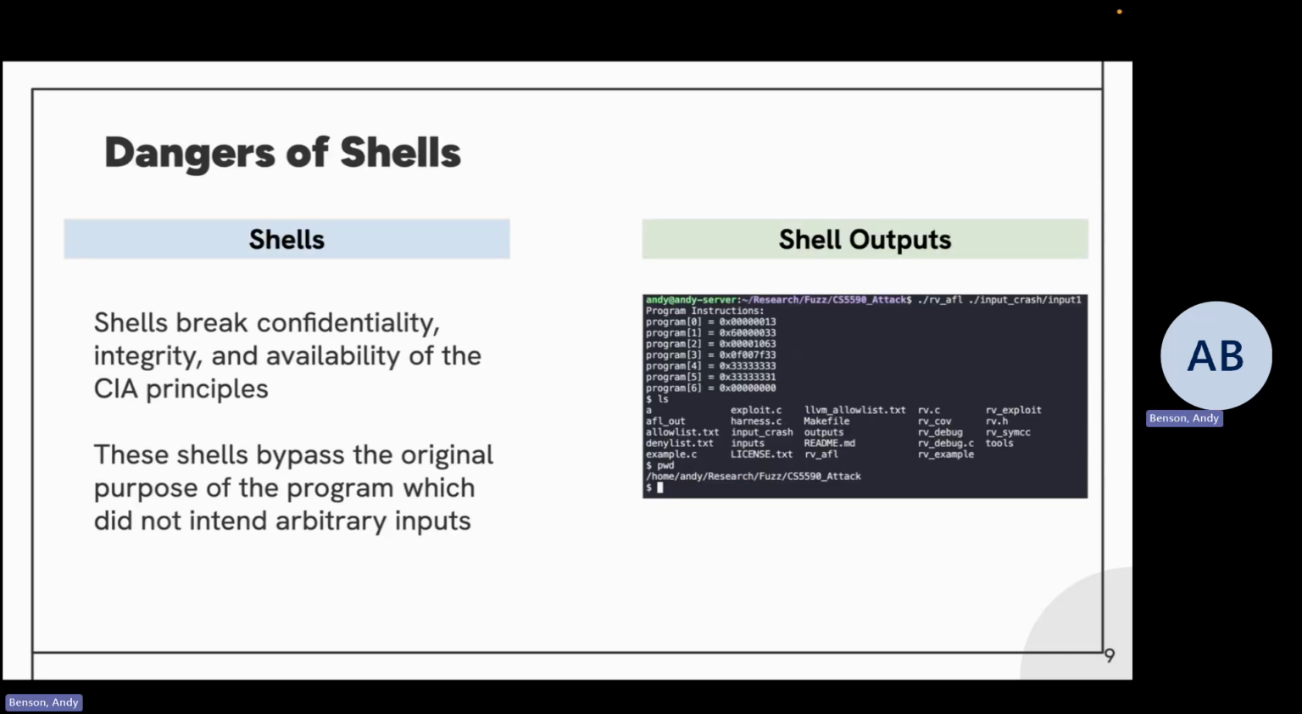So one of the ways that the signal handlers can be used to do malicious activity is to launch a shell. And this can be very dangerous to a system because once you launch the shell, even if you are in a limited environment, you can still do a lot of damage to the underlying system. And this breaks the core confidentiality, integrity, and availability principles. The shell allows you to bypass what the original purpose of the program was and to do all kinds of arbitrary things.